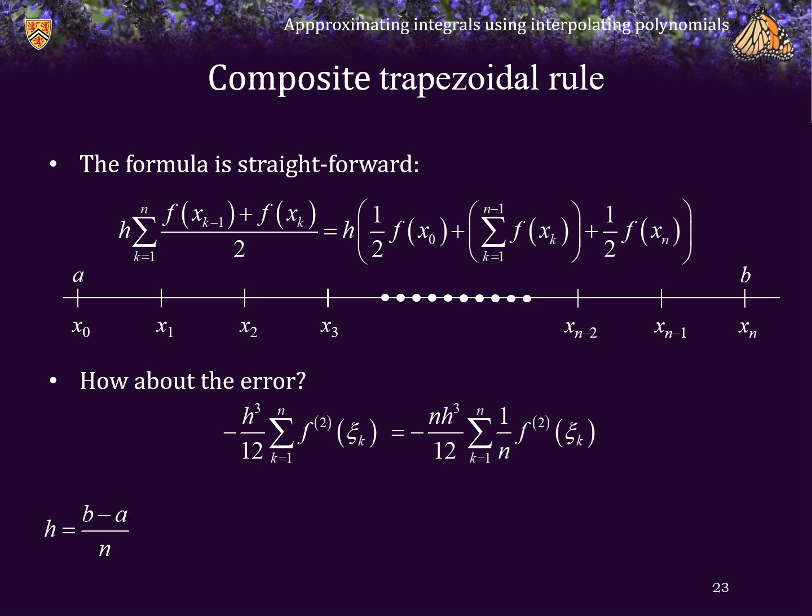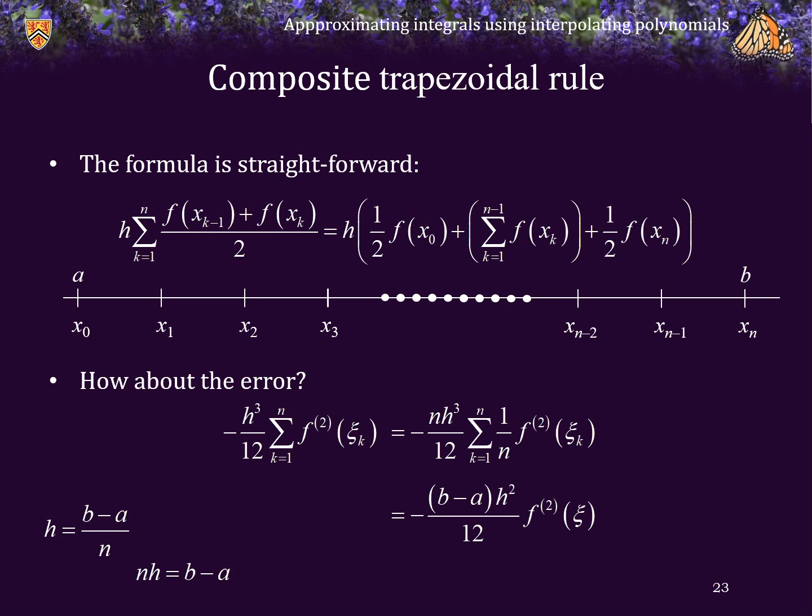Well, you'll recall that h is equal to (b minus a) over n, so multiply both sides by n, and we get n times h is equal to b minus a. So we can simplify that error expression as follows: negative (b minus a) times h squared all over 12 times the second derivative evaluated at some point xi that lies between a and b.